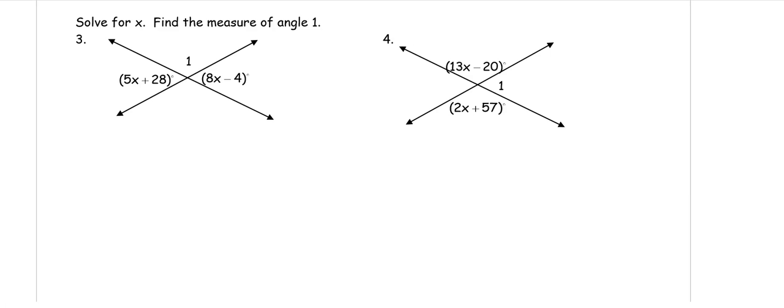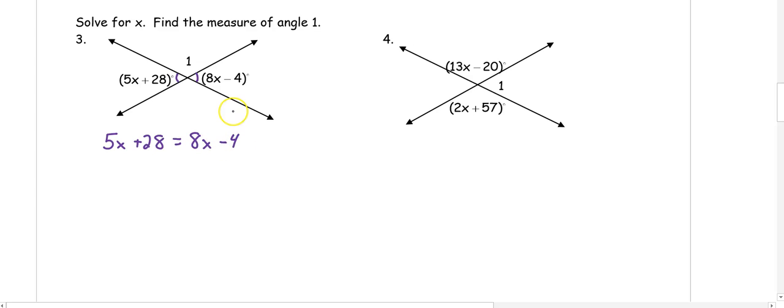So first I want to solve for x, and I know vertical angles have the same measure, so my vertical angles are congruent. So 5x plus 28 is equal to 8x minus 4. So in order to solve for x, my first step is to subtract 5x from both sides. So 28 is equal to 3x minus 4. Then I'm going to add 4 on both sides. And we get that 3x is equal to 32.